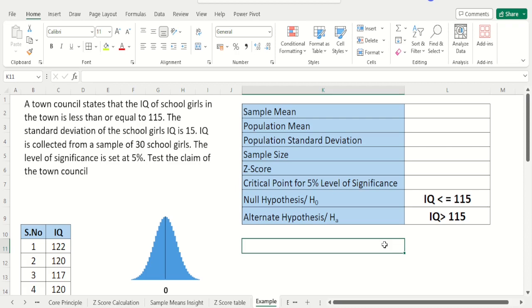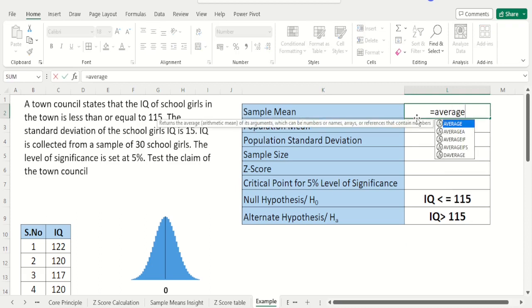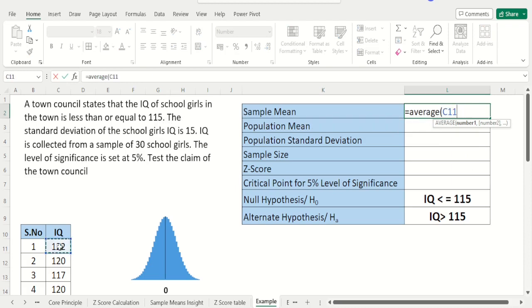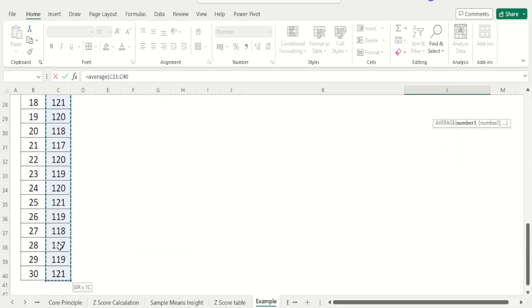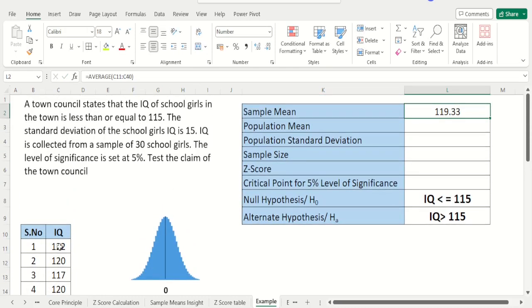Okay, so having said that, how are we going to apply it? One of our first steps is to calculate the sample mean. The sample mean is the easy part. You can just take the average of these numbers right till the bottom, and here we have the sample mean. So for this sample that we have taken of 30 schoolgirls and their IQ, we see that the average or the mean of their IQ is 119. Then what we need is the population mean.